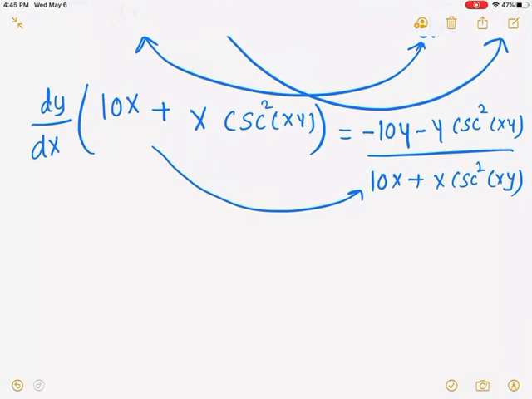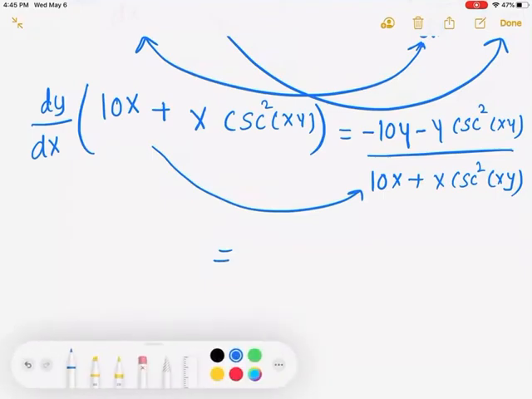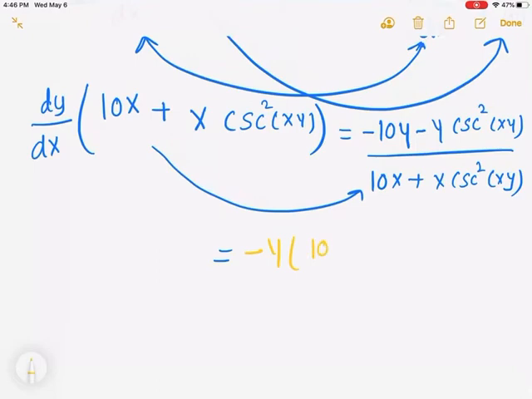So what I see is the top expression has y in common, the bottom one has x in common. For the top one I would say a negative y. So if I factor out negative y, it would give me 10 plus cosecant square xy. Don't forget the y I factored out is different than the y in parentheses, okay?